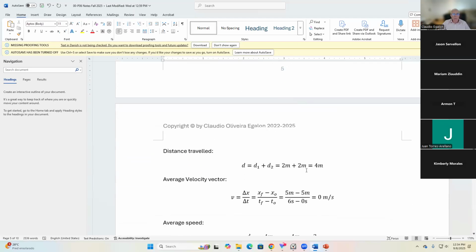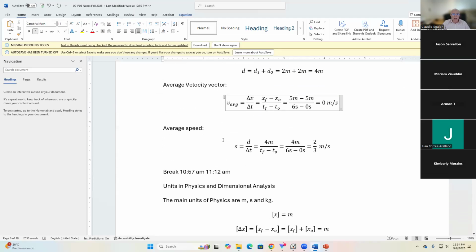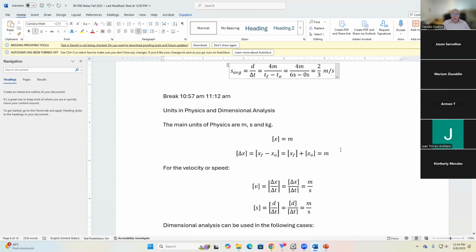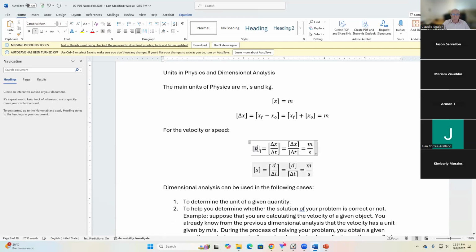Okay, well, let's see if there's more. Average velocity, here you go, AVG. Average speed, I'm going to put it AVG. Any more? Oh, that is here. Average, AVG and AVG.